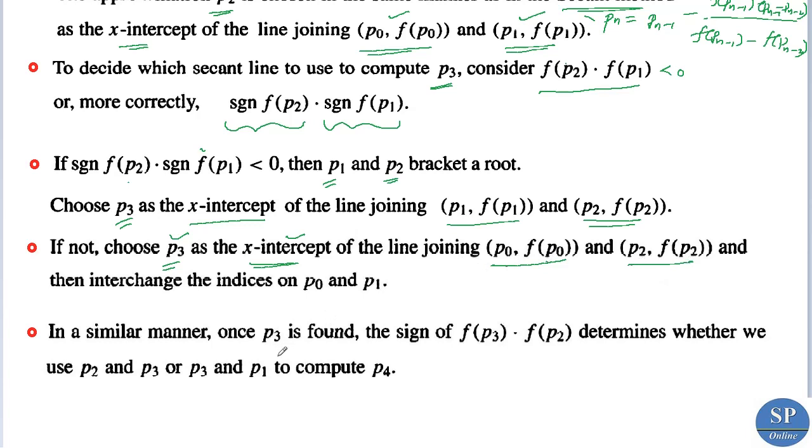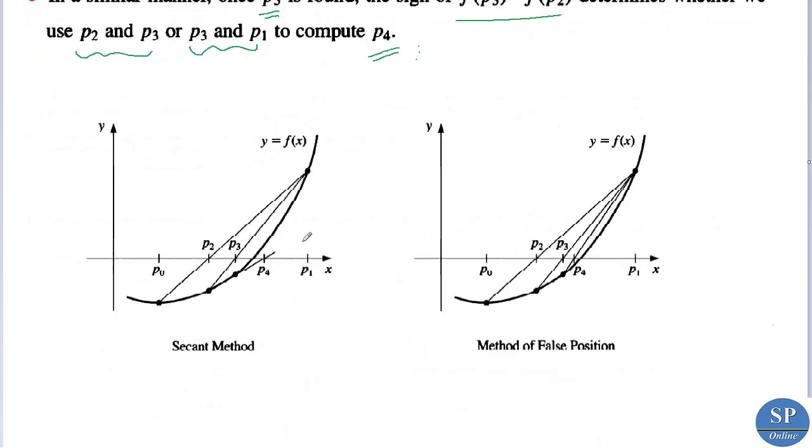In a similar manner, once P3 is found, the sign of f of P3 into f of P2 determines whether we use P2 and P3 or P3 and P1 to compute P4. In that manner, we can find the other approximations also. So this is the pictorial representation of secant method and regular falsi method.